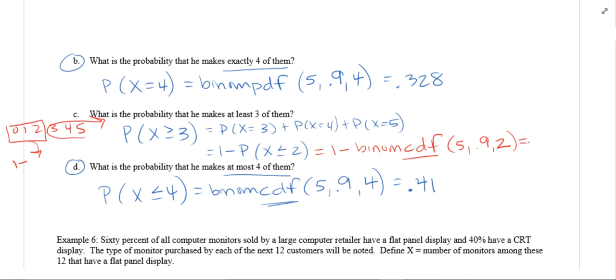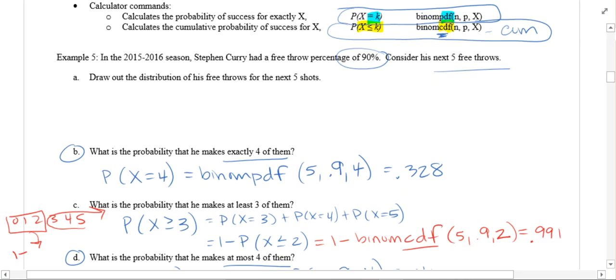So you should get a pretty high number here. You should get 0.99, like 1, because his free throw percentage is so high. Most likely he's making a lot of his shots when he has a free throw percentage of 90%.